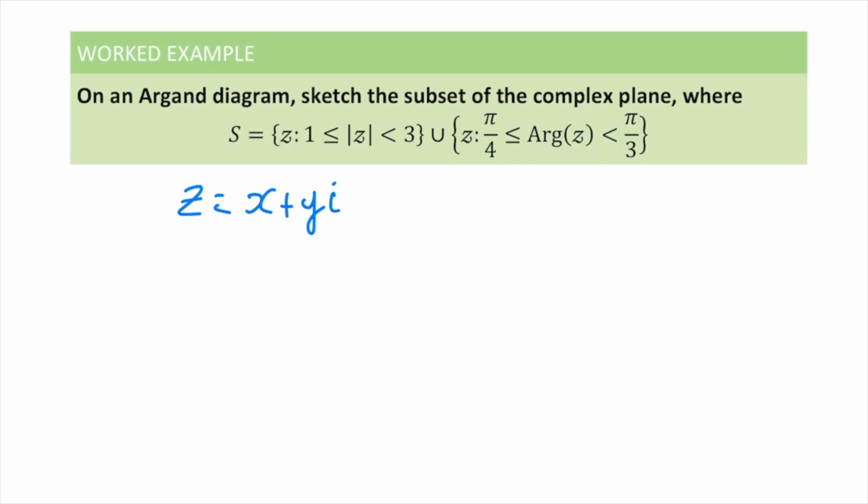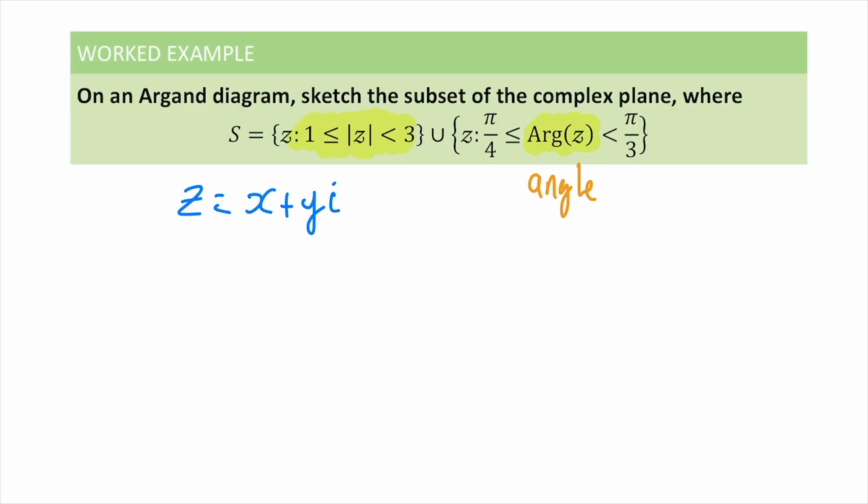Now, I want to do the same thing here, but I notice I've got two different subsets, and I'm combining both of them. I have the subset of 1 is less than or equal to the modulus of z, which is less than 3, and I have the union of the subset of z where pi on 4 is less than or equal to the argument of z, which is less than pi on 3. Now, we have to remember that our argument of z here is referring specifically to the angle my complex number makes with my Argand diagram.